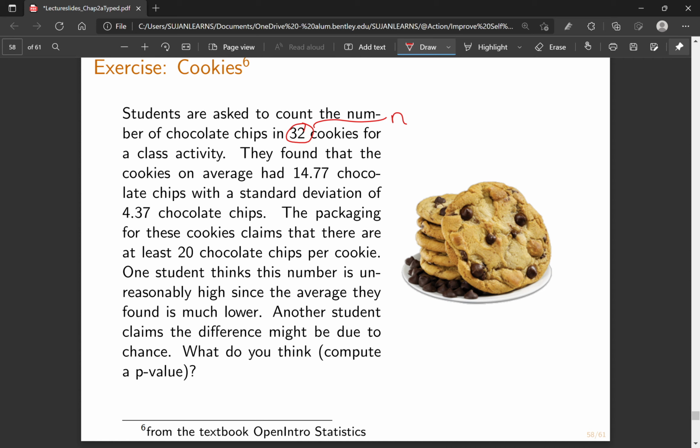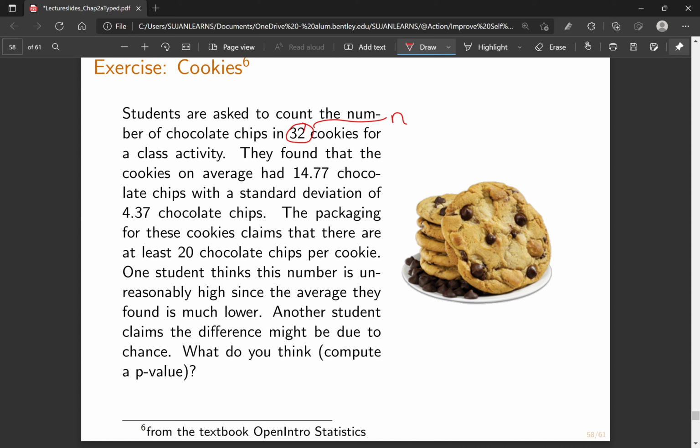This is about exercise. Let me go through our problem statement, and we will talk about it later. The question is, students are asked to count the number of chocolate chips in 32 cookies for a class activity. They found that the cookies had on average 14.77 chocolate chips with a standard deviation of 4.37 chocolate chips. The packaging of these cookies claims that there are at least 20 chocolate chips per cookie.